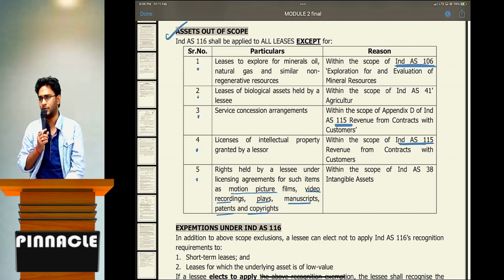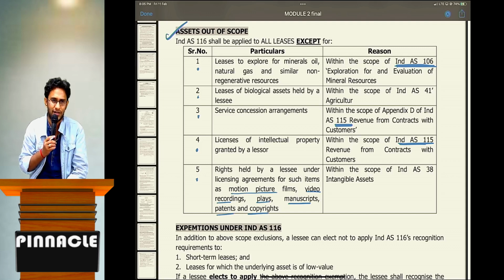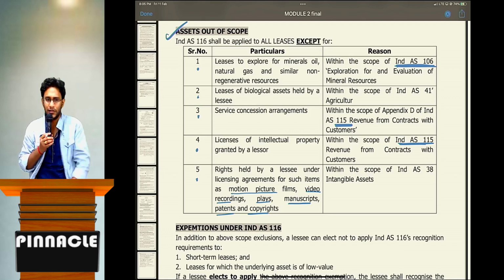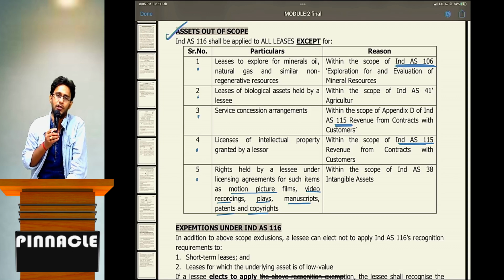Sir, movie rights will be sold to all these TV channels. A TV channel will buy the satellite rights of one particular movie. Whatever right they have, for that they have to keep on paying money. And sometimes the rights will not be sold indefinitely, sir.